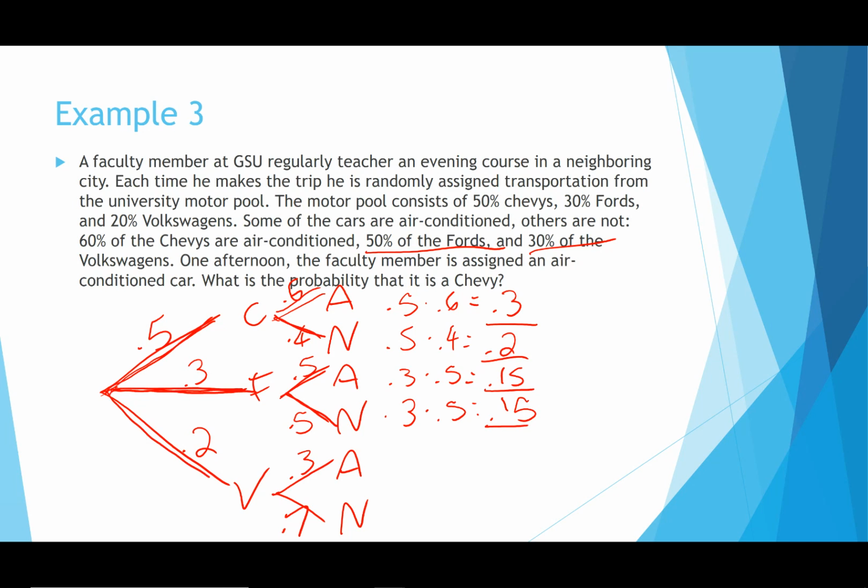The probability we have a Volkswagen that's AC'd is 0.2 times 0.3. Let me just double check that to make sure. 0.2 times 0.3 is 0.06. And the probability of a Volkswagen that has no AC is 0.2 times 0.7, which is 0.14.